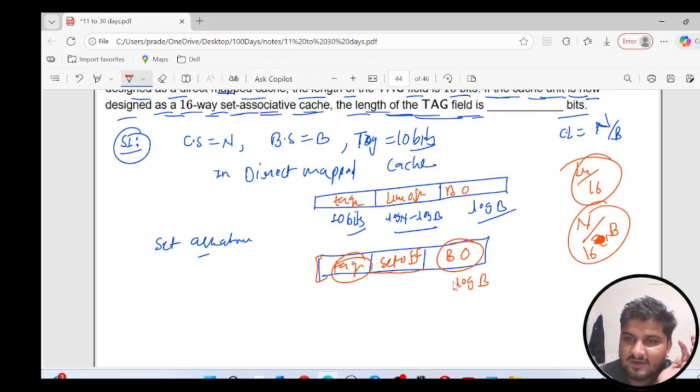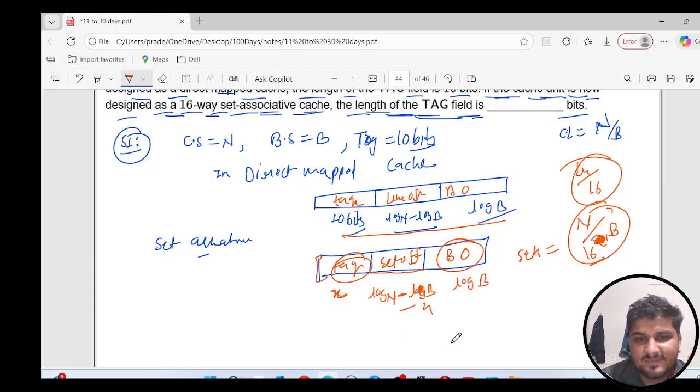So this will become how much? This will become log n minus log b minus 4, because this is the sets, total sets. N by b means the total number of lines, divided by 16 sets we are going to calculate. This field we don't know, this field we have to calculate. But the address is fixed.